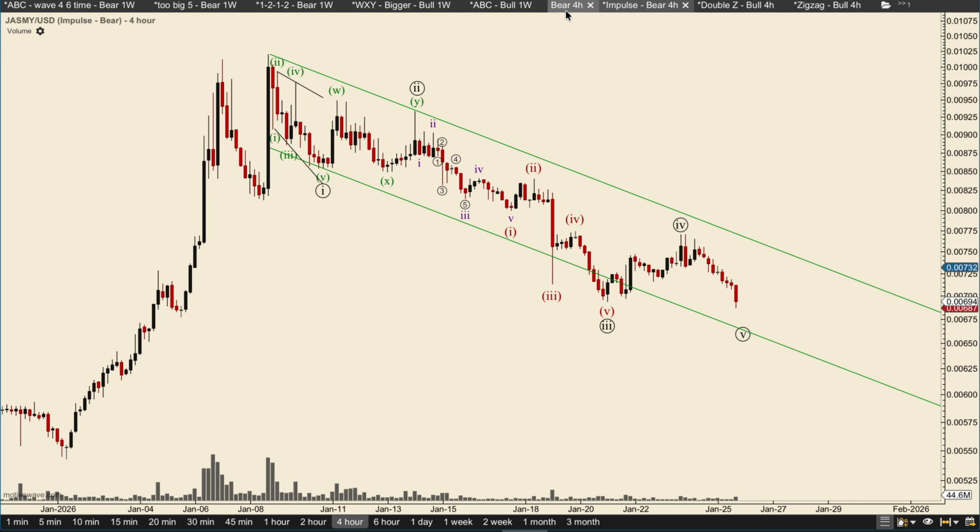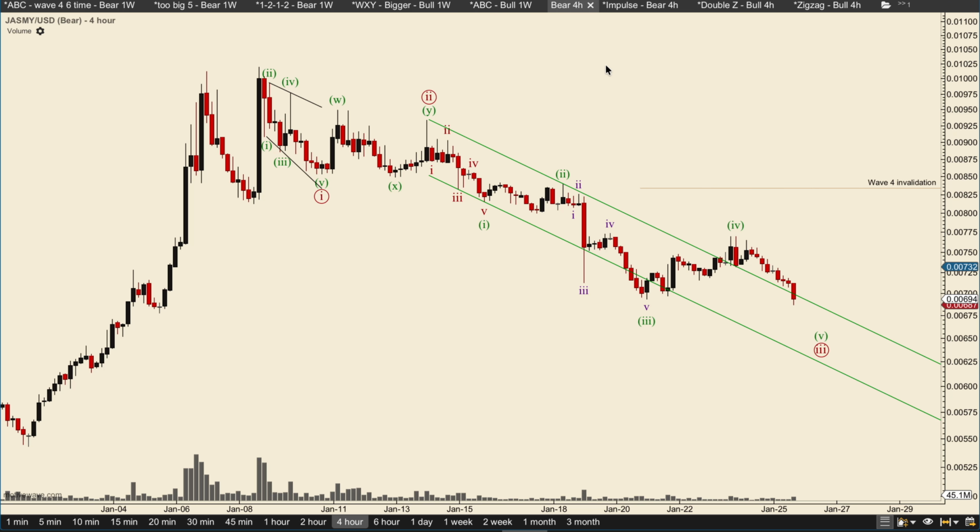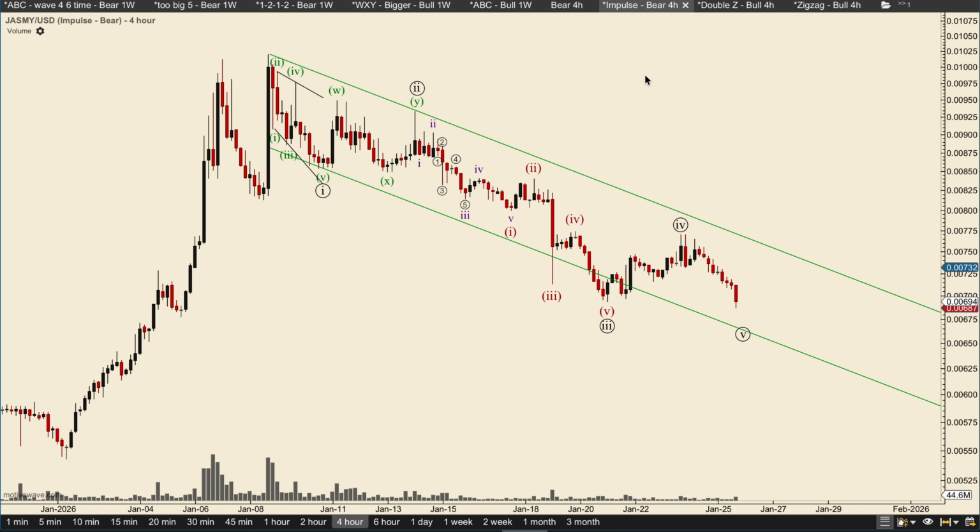And the reason why this does not have the highest probability is because we broke this channel. So I just included this to show you that it is very important to keep within the channel if you are counting an impulse down here like so. So this is not the preferred count. This is how we need to count it if we are looking for an impulse. So 1, 2, 1, 2, 3, 4, 5, 3, 4, 5. After that, we are looking for a retracement, but after that, we are looking for more downside.